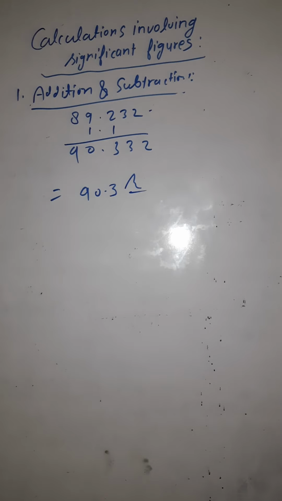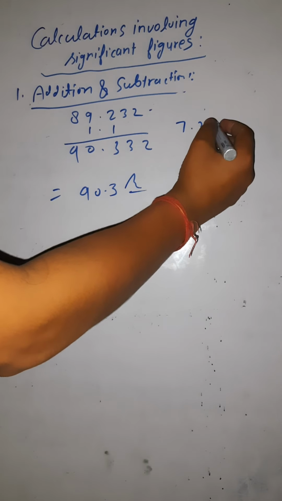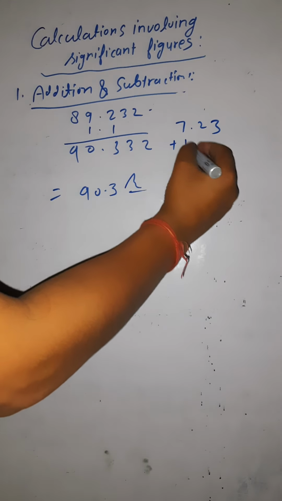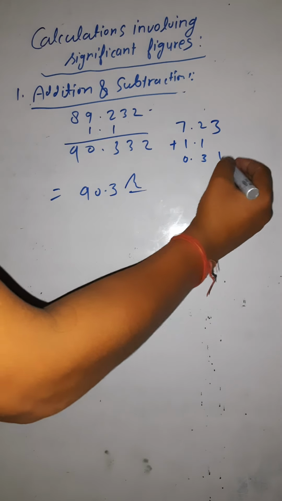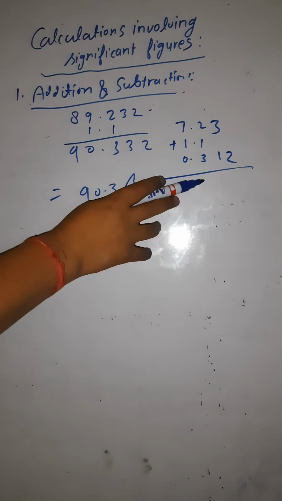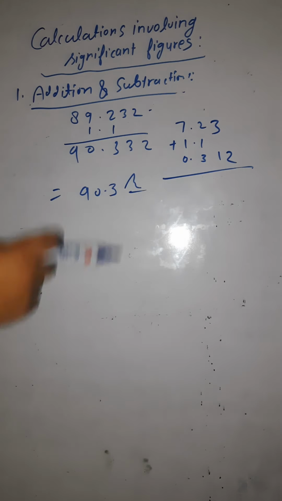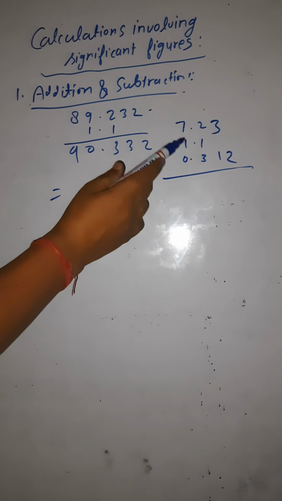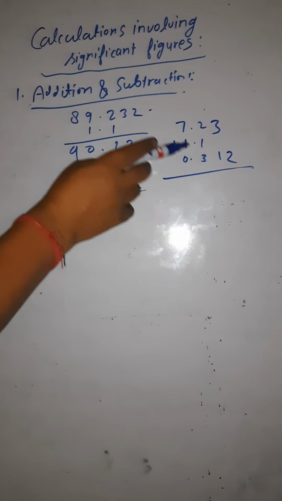Okay, let me do one more here. Let's say you are to add 7.23, then you are adding there 1.1, then again you are adding 0.312. So how would you add this? Again, you would report the result according to the minimum one. Which term has the minimum decimal places? I think the second one, only 1 decimal place. So you would report the result according to this one term.